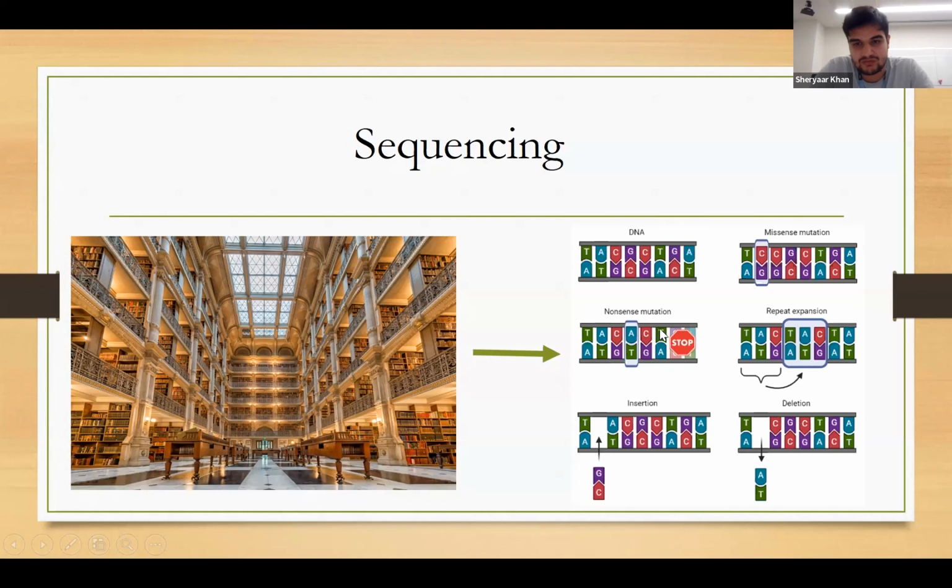Nonsense is where you have a premature stop codon, so the gene stops before it should. If it should have stopped at number 10, it stopped at number 5. That's not necessarily very good. Sometimes it doesn't make a difference, but sometimes it does. And then missense is what I was saying before, where you change the base and it changes the protein.